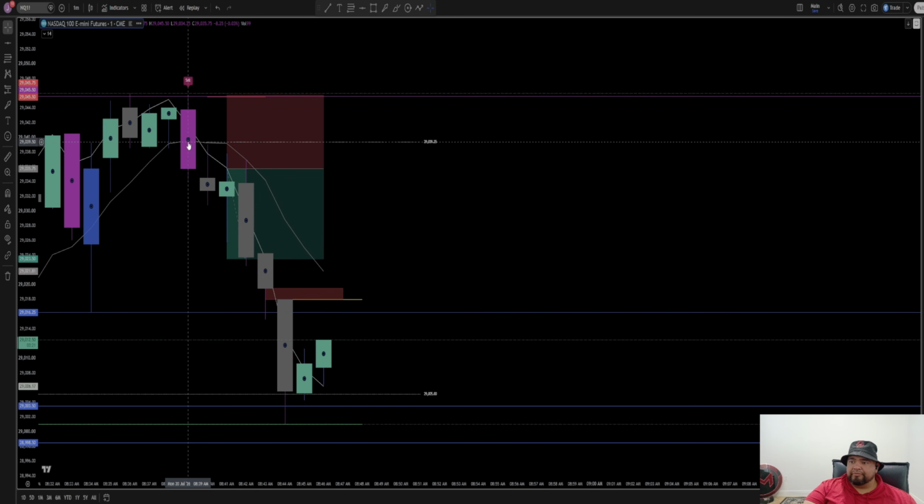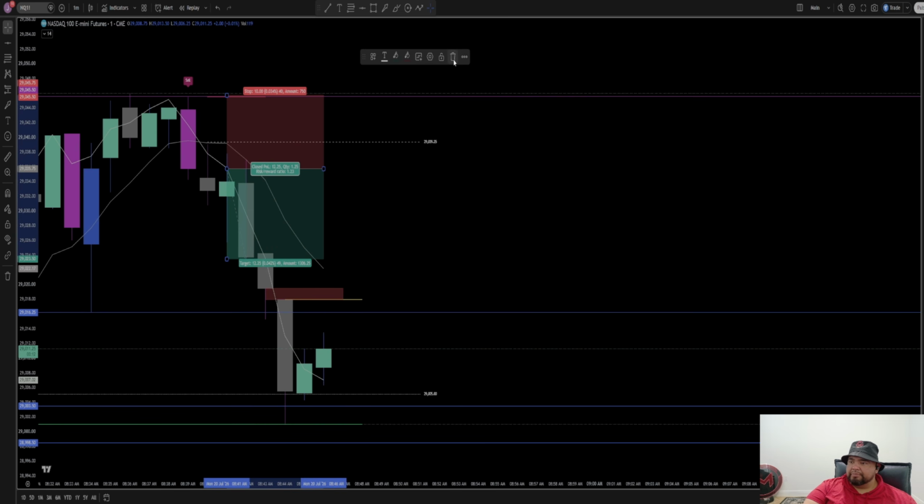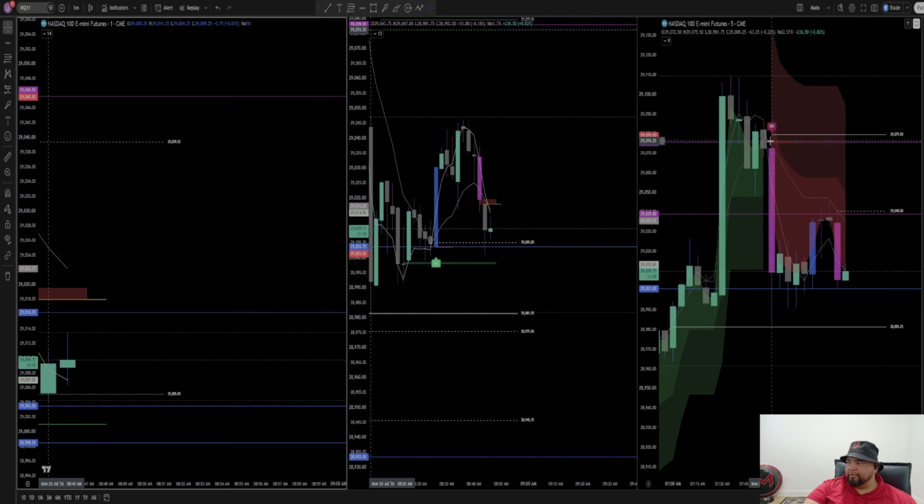This is how these not A++ setups, where the crosses occur in front, can be played potentially. But again, you don't want to play against the trend, but you have confluences. Here is that big purple 5 minute. That's your confluence. This big boy right here is your confluence.